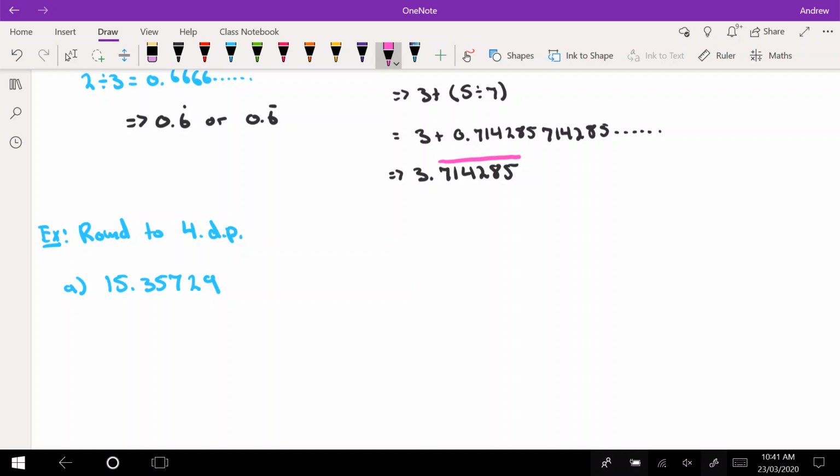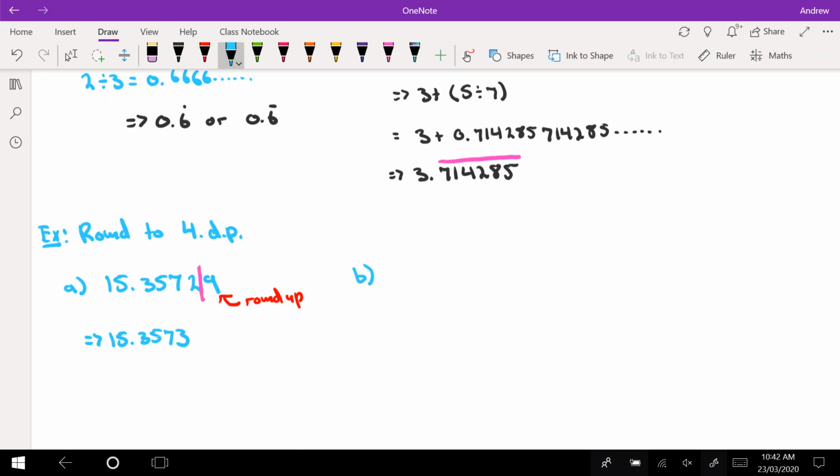Again, I draw my door. I go 1, 2, 3, 4. Then I draw the door. Jay, what's behind my door? 9. So what do we do? Round up. It's 5 or above because it's 9, so we round up. So this number now becomes 15.3573. Because it's 9, we round that number up.